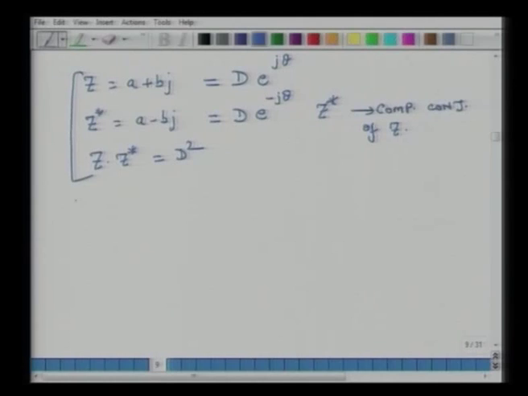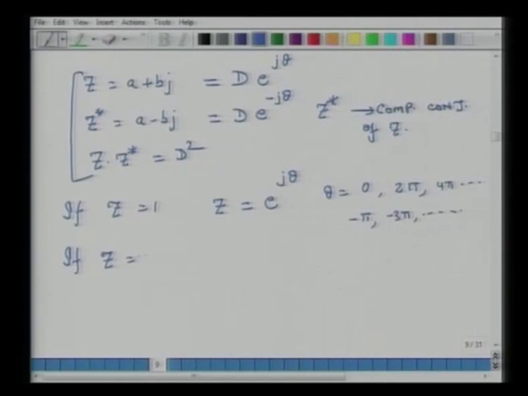A couple of other identities. If z equals 1, then in the complex plane I can write z equals e^(j theta), where theta could be 0, 2 pi, 4 pi, and so on and so forth, or it could be minus pi, minus 3 pi, and so on and so forth. Similarly, if z equals j, which is a unit length along the imaginary axis, then in the complex plane z could be represented as e^(j pi over 2). So if theta is minus pi, then z is minus 1.